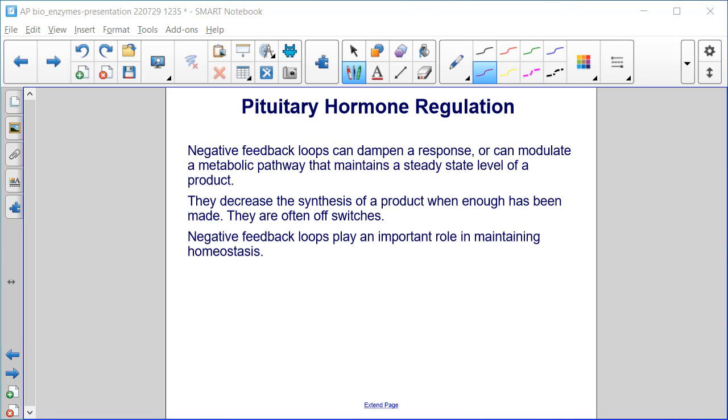Let's look closer at pituitary hormone regulation. Negative feedback loops can dampen a response or can modulate a metabolic pathway that maintains a steady state level of a product. They decrease the synthesis of a product when enough has been made. They are often off switches. Negative feedback loops play an important role in maintaining homeostasis.